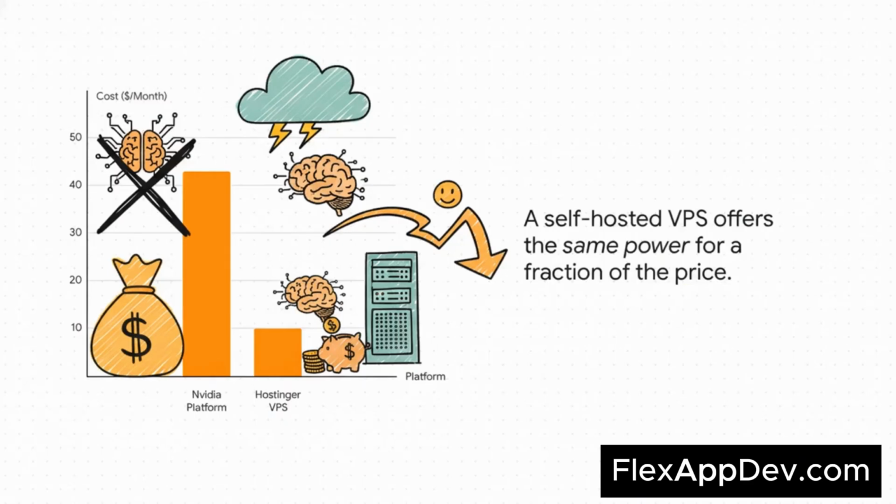And speaking of affordable, let's talk about the cost, because the difference is pretty significant. You could run this on an official platform for about $43 a month, sure, but you're really paying a premium for convenience. By setting it up yourself on a comparable VPS, you can slash that cost all the way down to just $10. That's a massive saving for the exact same power, just by trading a little setup time for huge savings and, frankly, total control.